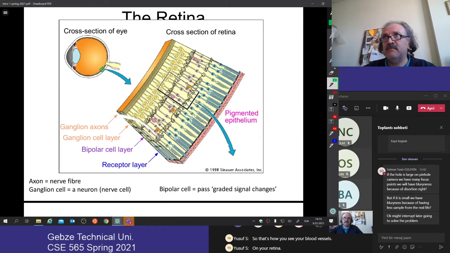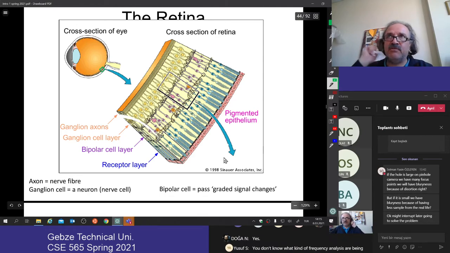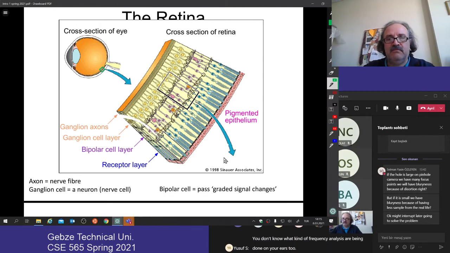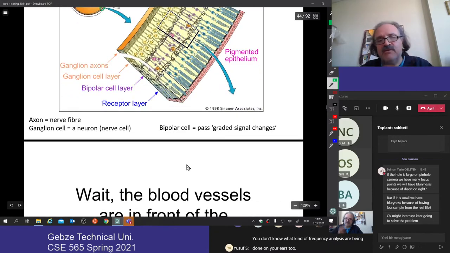Okay? Doğa, maybe this is a further answer to your question. You don't know what's going on in your retina, and lots of things are happening and we don't realize it. You don't know what kind of frequency analysis is being done in your ears too. There are theories of it.